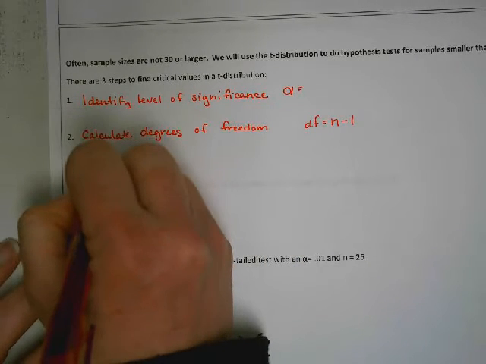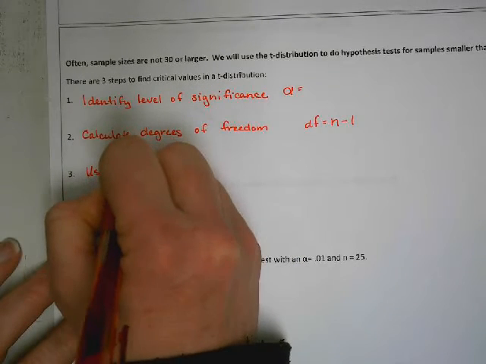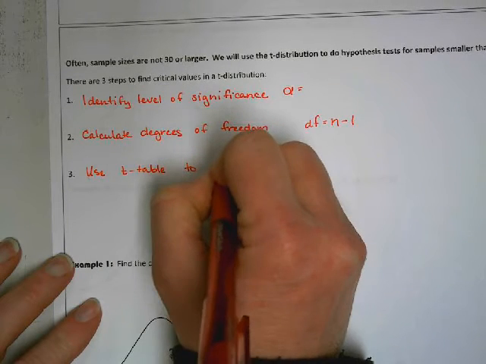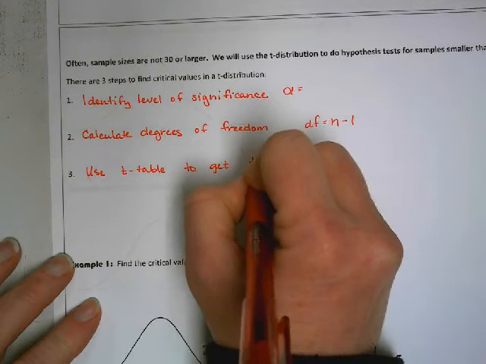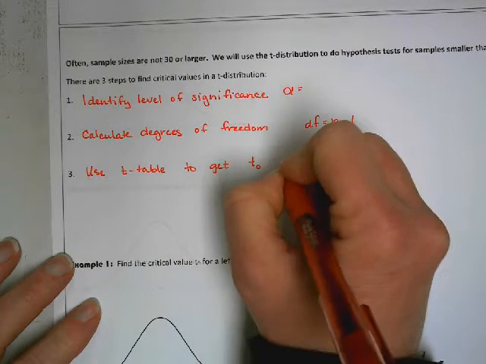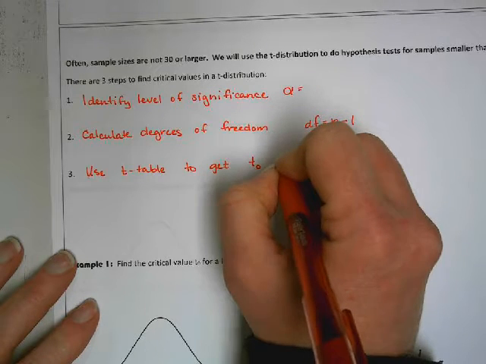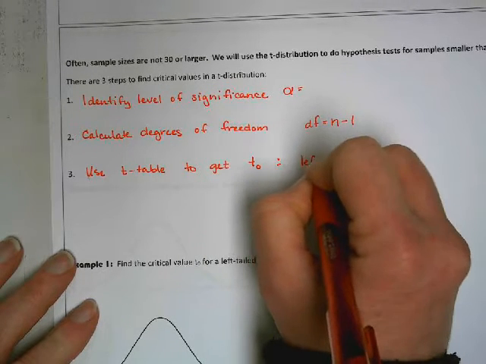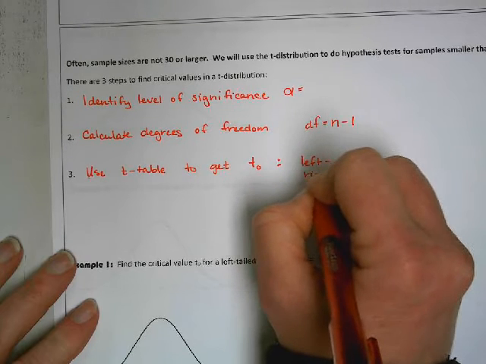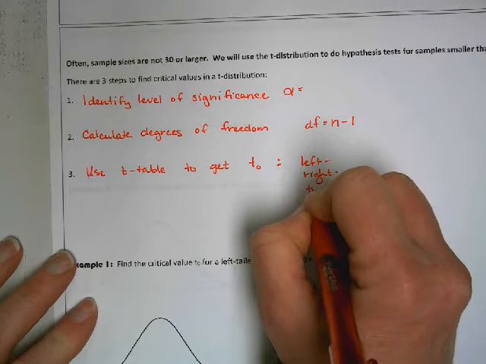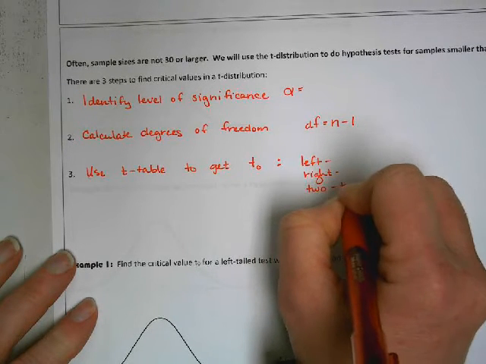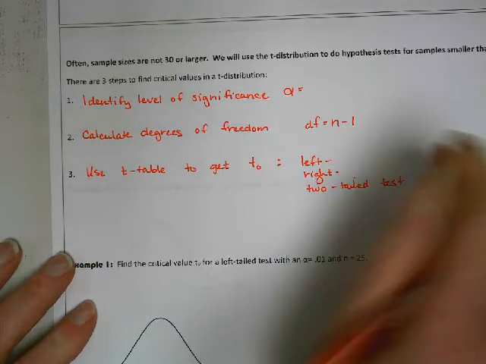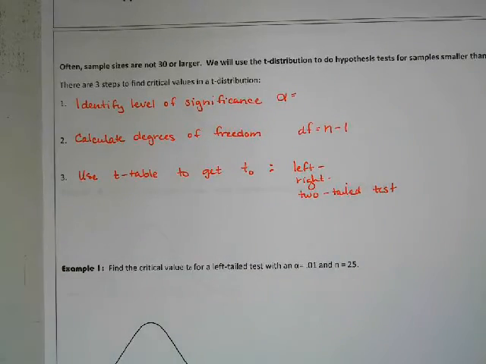Then we are going to use our T-table to get T naught. And you have to keep in mind left, right, and two-tailed tests. And let me show you why you really need to keep that in mind for a T-table.